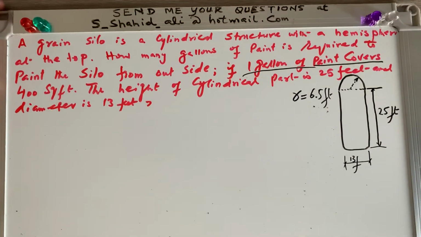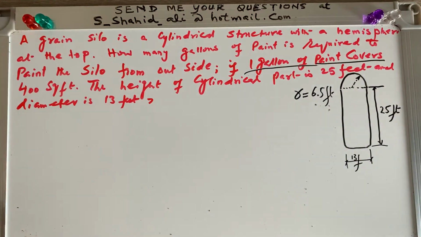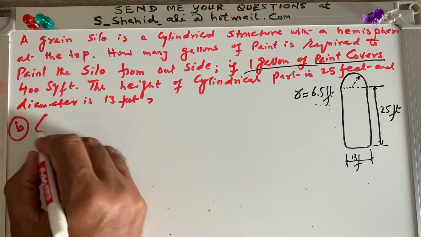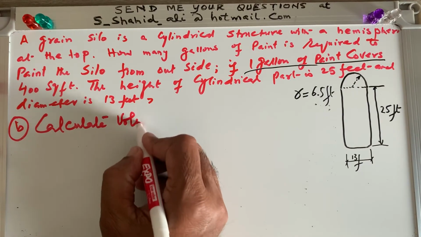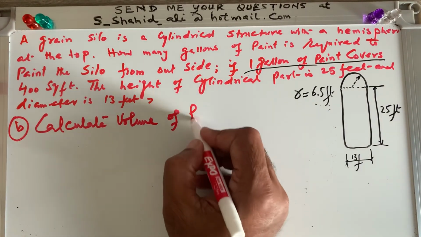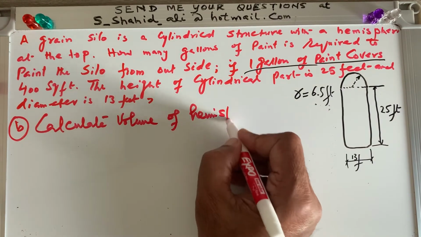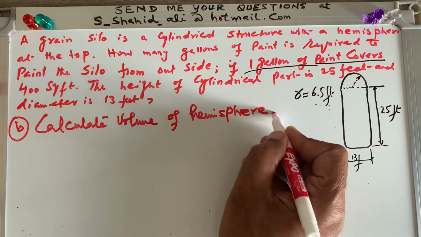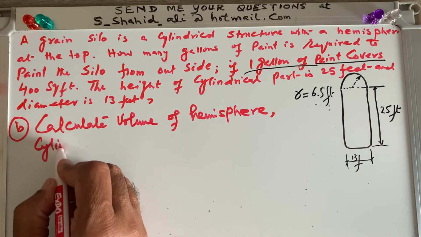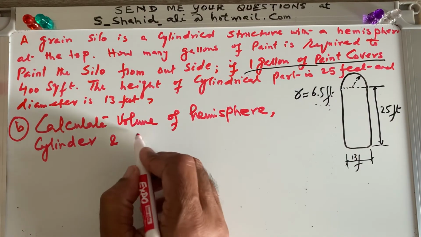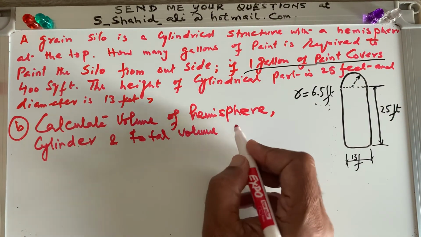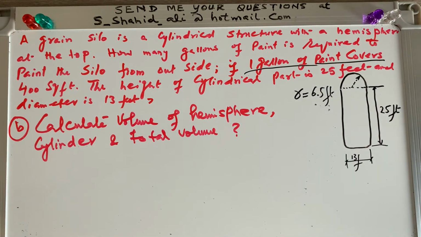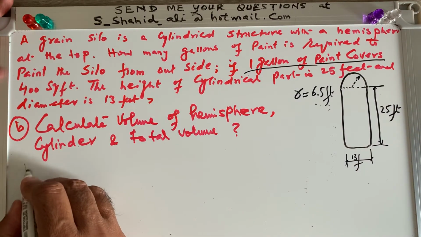So the second part, I can put, is to calculate the volume of the hemisphere, the volume of the cylinder, and the total volume. So these three things we have to calculate.